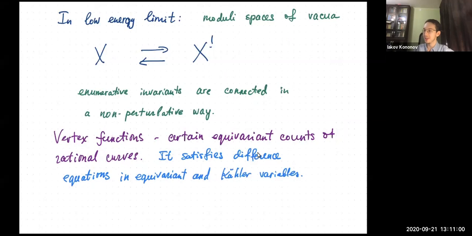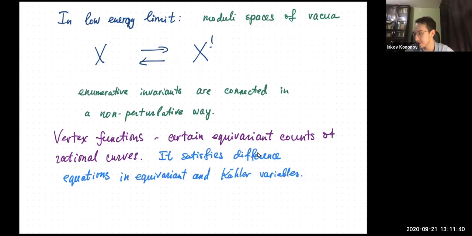It has a lot of mathematical applications, especially in geometric representation theory. In the low energy limit, a quantum field theory is described by a moduli space of vacua, that is, a map to some variety, usually a holomorphic symplectic variety if we have enough supersymmetries. This means that for the moduli spaces of vacua of two dual theories, enumerative invariants should be connected in some non-perturbative way.